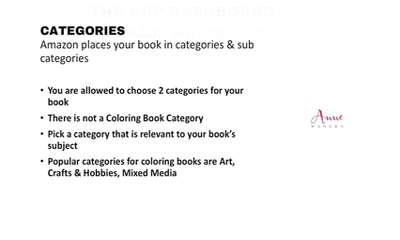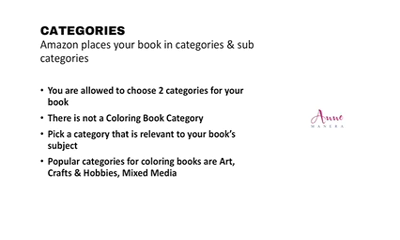The next step is categories. Amazon places your book in categories and subcategories. So you're allowed to choose 2 categories for your book. For example, nonfiction could be anything that's nonfiction. There are drop-down boxes. If you're doing a coloring book, there is no coloring book category. We don't know why, but there's no coloring book category.